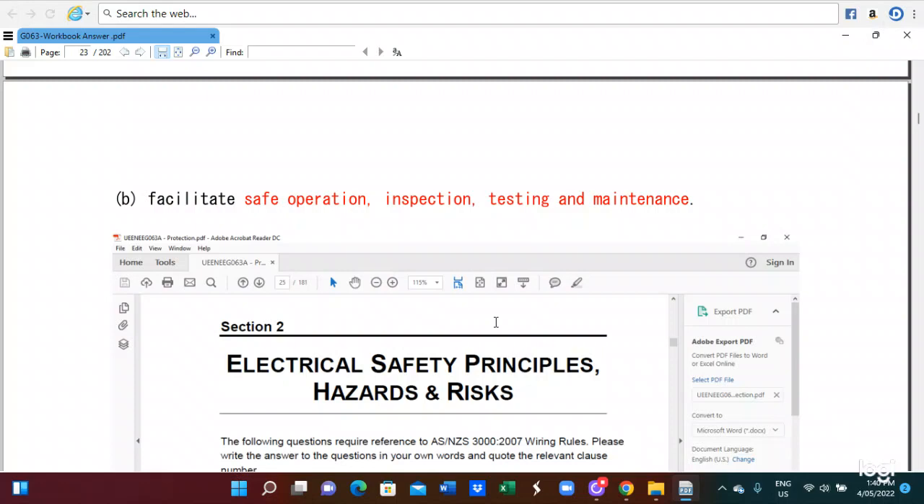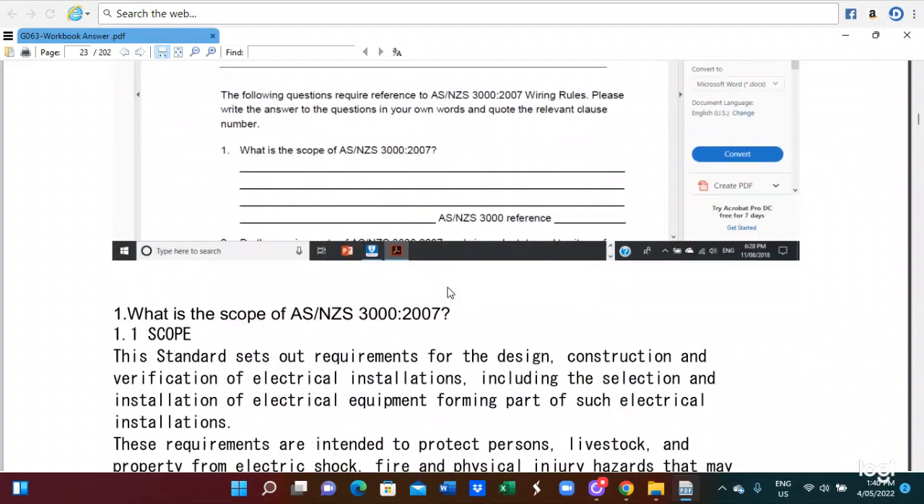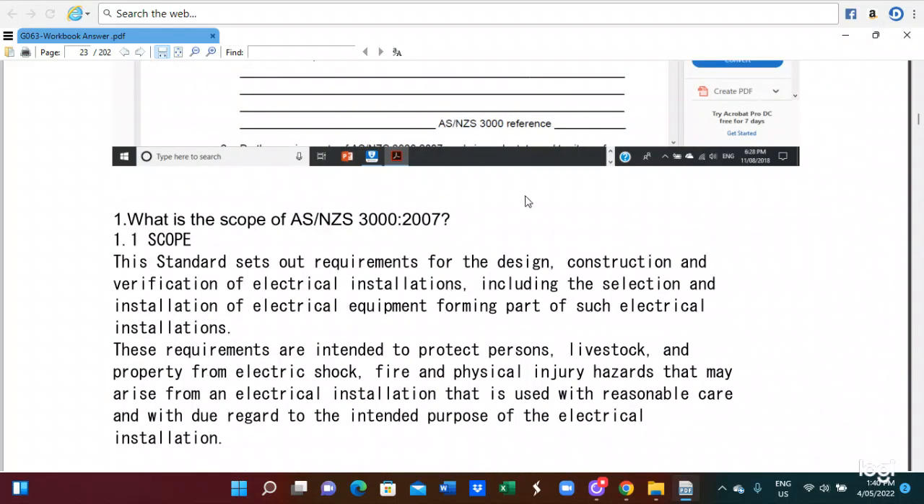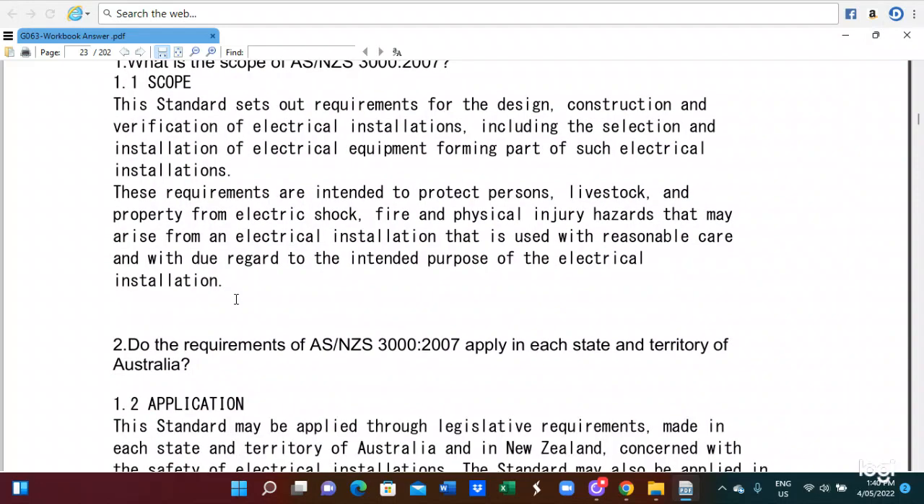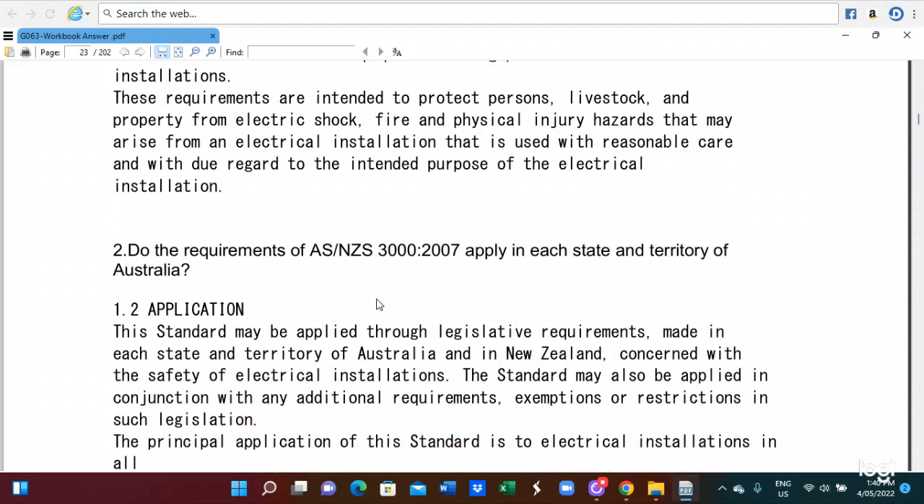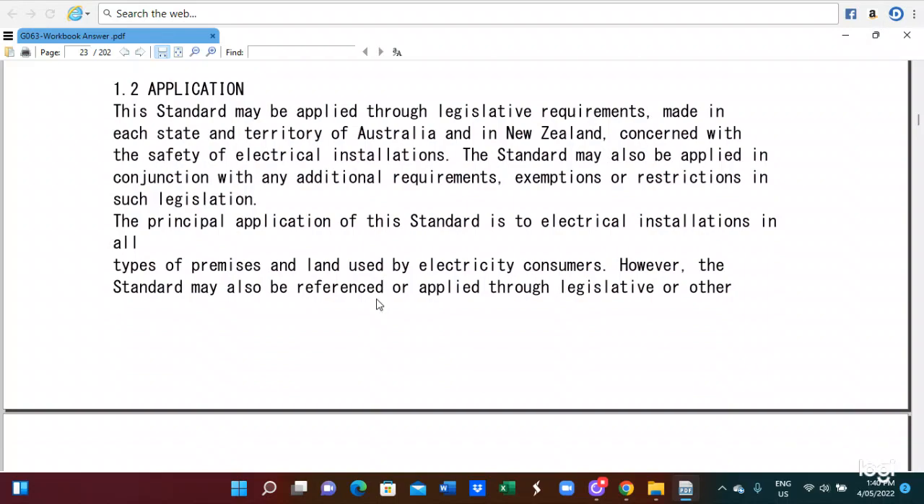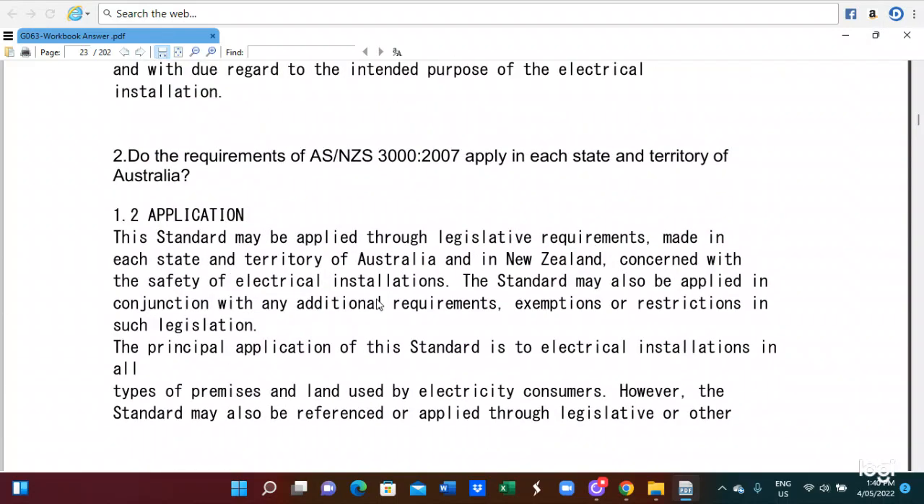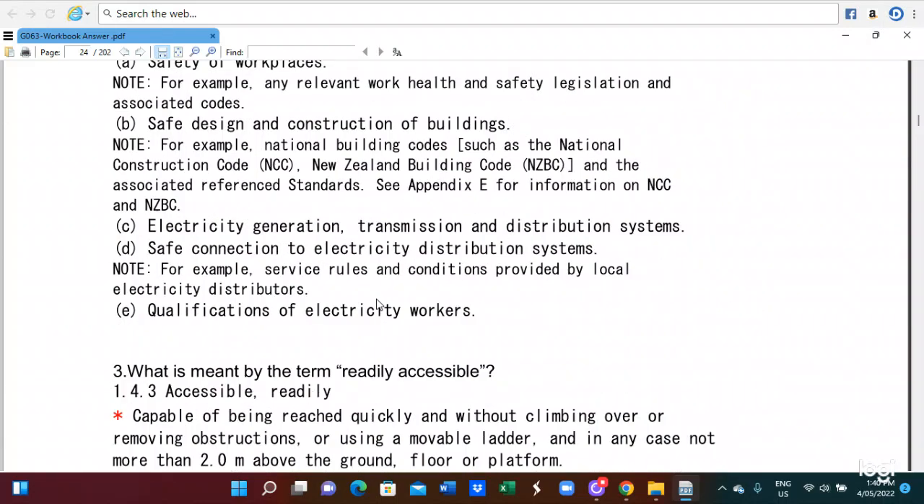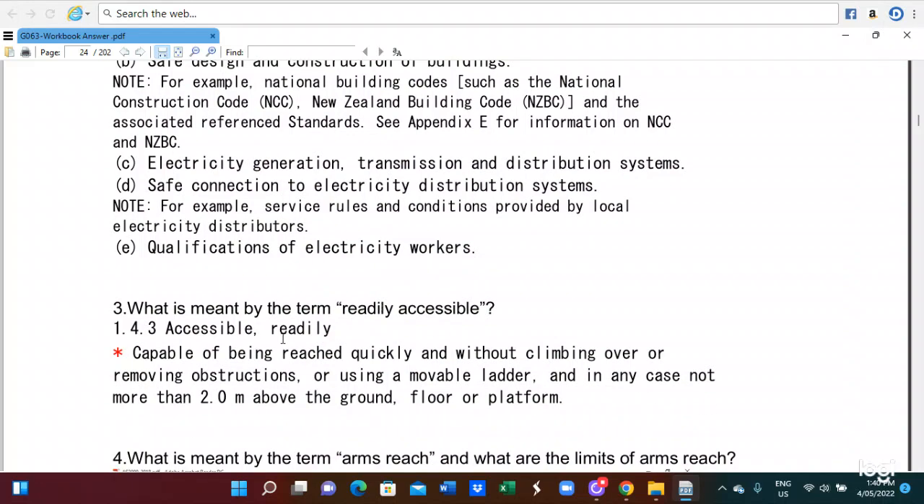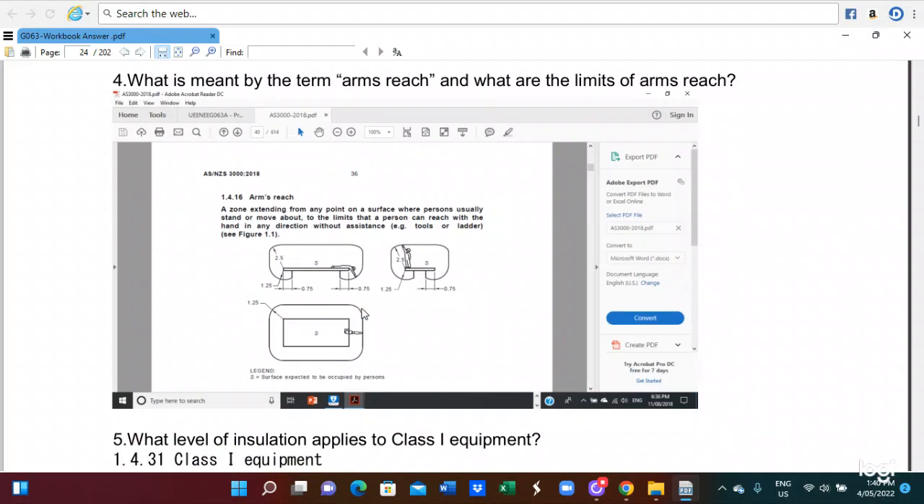Also, the electrical safety hazard principle risks. This is for the EL3000. So this is the scope: electrical safety application. So then you have to read this page 23. Rarely accessible is on page 24. So this is the definition of rarely accessible.